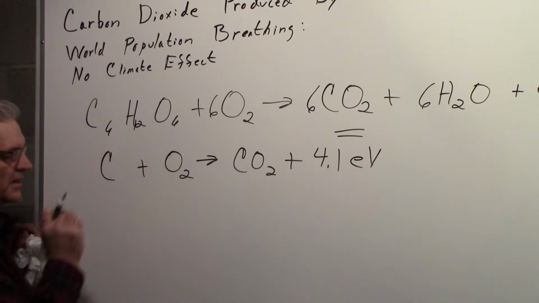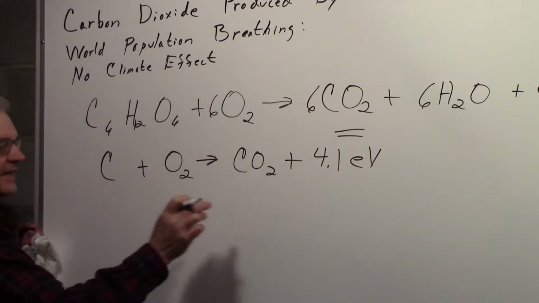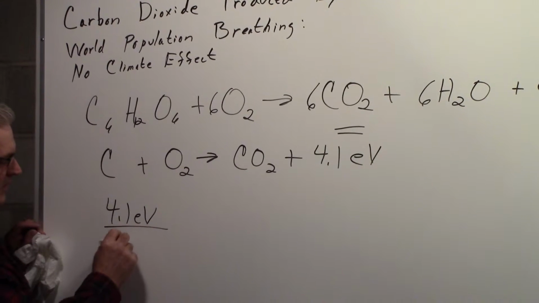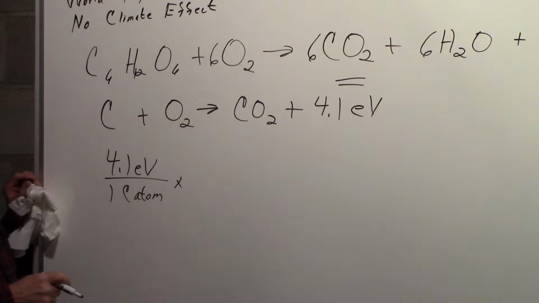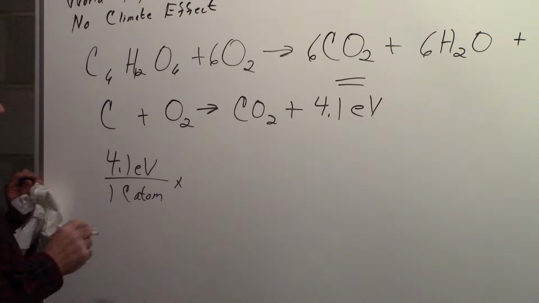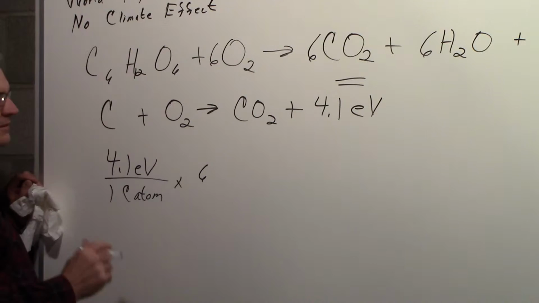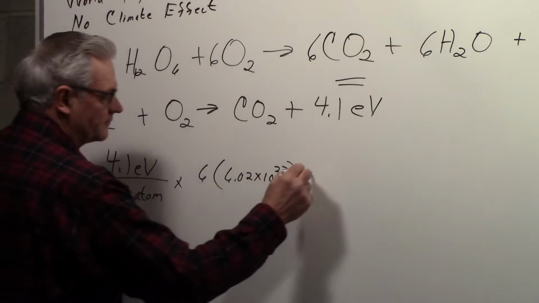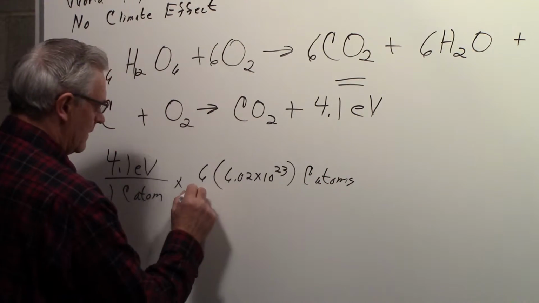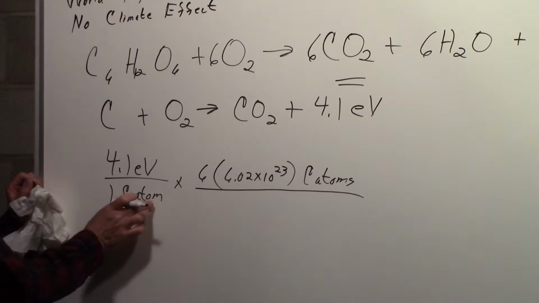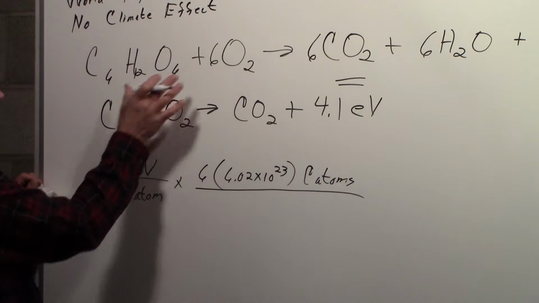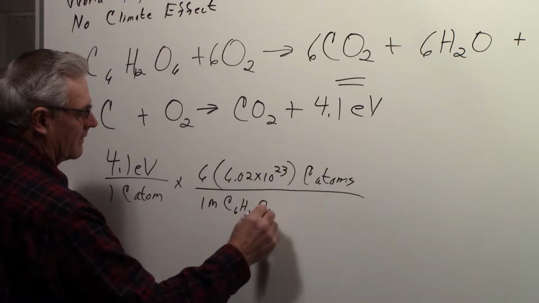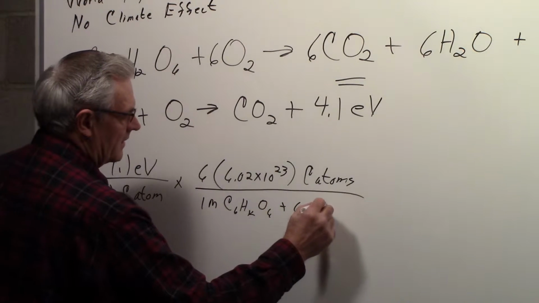One carbon atom, one oxygen molecule. And for each carbon atom, you'll get that amount. So what we have here is 4.1 electron volts per one carbon atom. And in the case of sugar, we have 6 carbon atoms, and 1 mole of sugar will contain 6.02 times 10 to the 23rd carbon atoms. And so we have the carbon atoms canceling now, and that's per 1 mole of the sugar plus 6 moles of the oxygen.